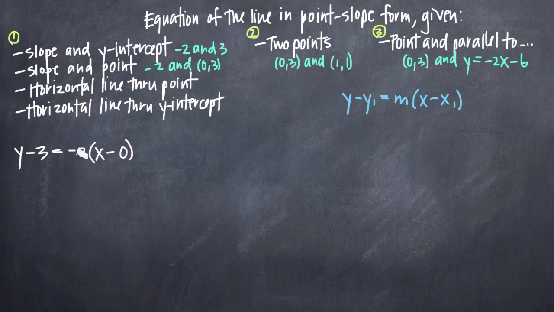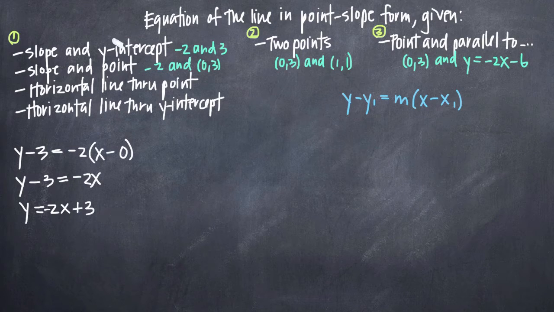So notice how we plugged in the slope and the point (0, 3). This has been plugged into the point-slope form, and we could leave it like this except that we have this 0 here. So we could simplify to say y minus 3 is equal to -2x, and we could even change this into y equals -2x plus 3, which is now slope-intercept form. Either way.